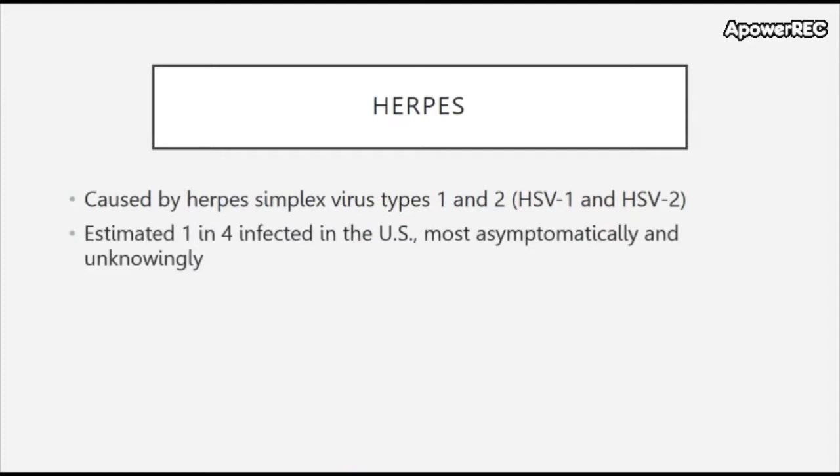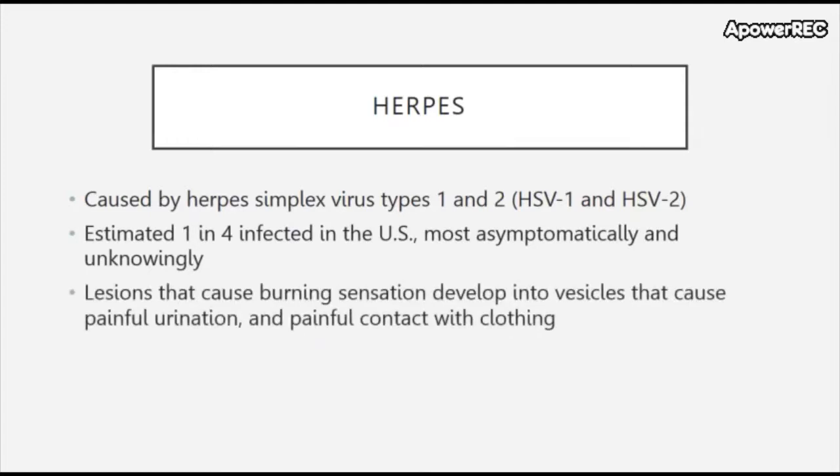You look at different sources and you get different values, but it's estimated that 1 in 4 that are infected in the US are mostly asymptomatic and unknowingly carrying it. It does lead to lesions that cause burning sensations that develop into vesicles, and these cause painful urination and painful contact with clothing.